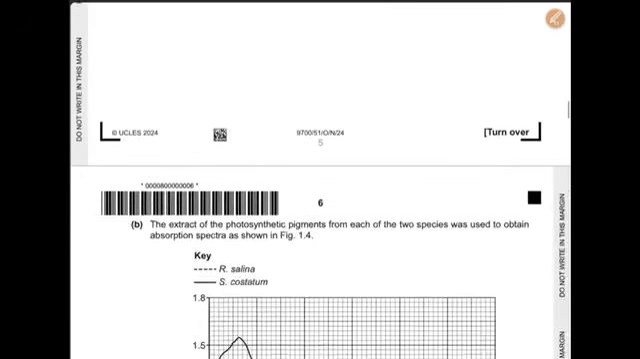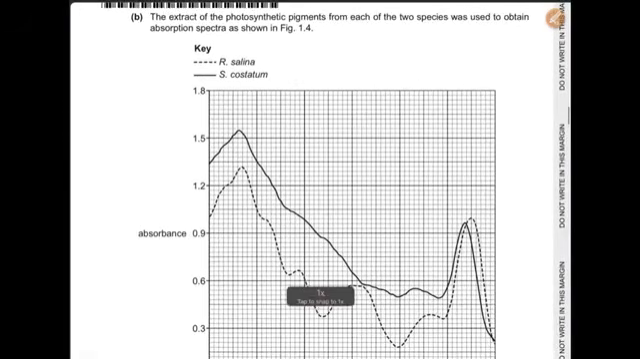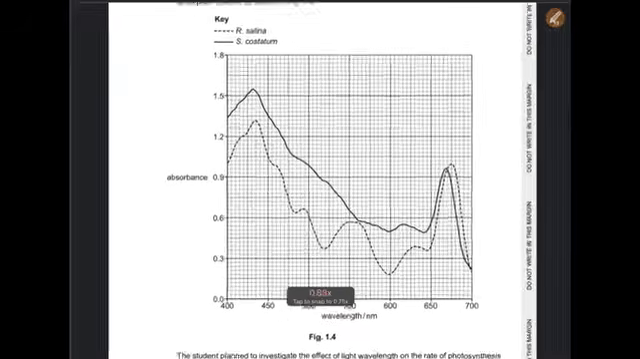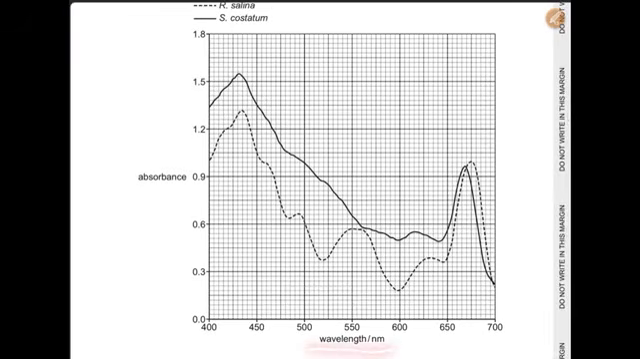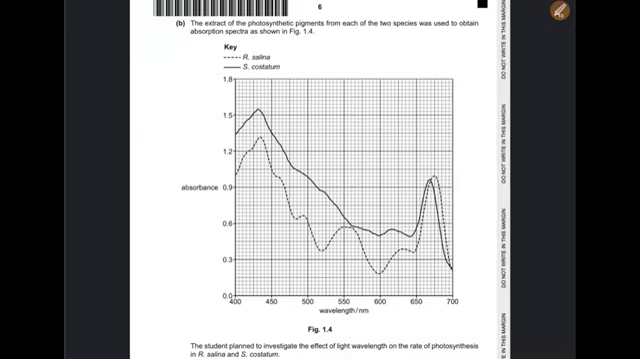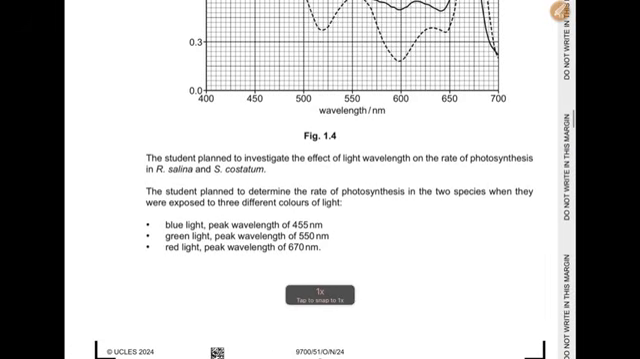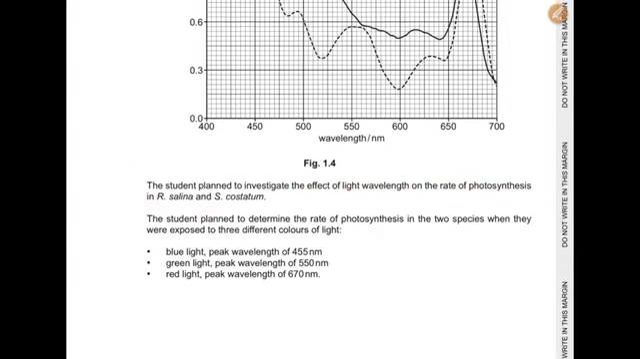Okay, moving on. The extract of photosynthetic pigments from each of the two species was used to obtain absorption spectra as shown in Figure 1.4. On the x-axis we have the wavelength, and on the y-axis we have the absorbance. It shows how much of a particular wavelength of light is absorbed by each of these species. The student planned to investigate the effect of light wavelength on the rate of photosynthesis in R. salina and S. costatum. The student planned to determine the rate of photosynthesis in the two species when they were exposed to three different colors of light.